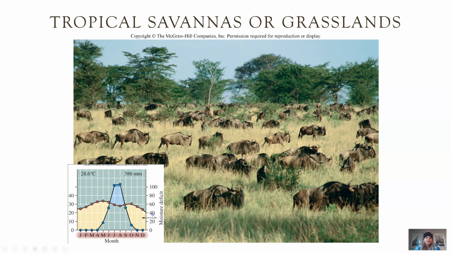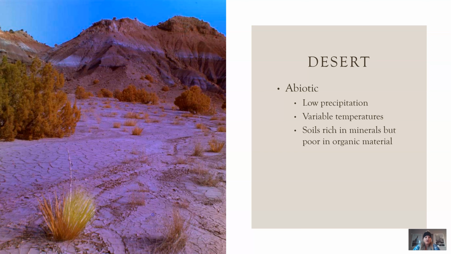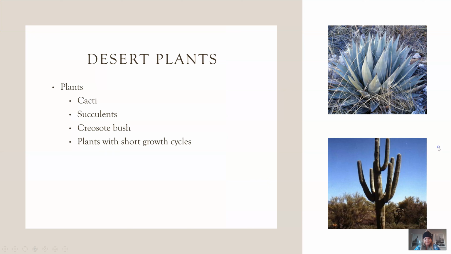much of the year. All right, deserts. You're probably most familiar with deserts because we live in one in Fresno. As far as abiotic factors go, we have low precipitation. There's variable temperatures, and it can get very, very cold at night, as you probably are aware. The soils are rich in minerals but poor in organic material because there's not a lot of plants.